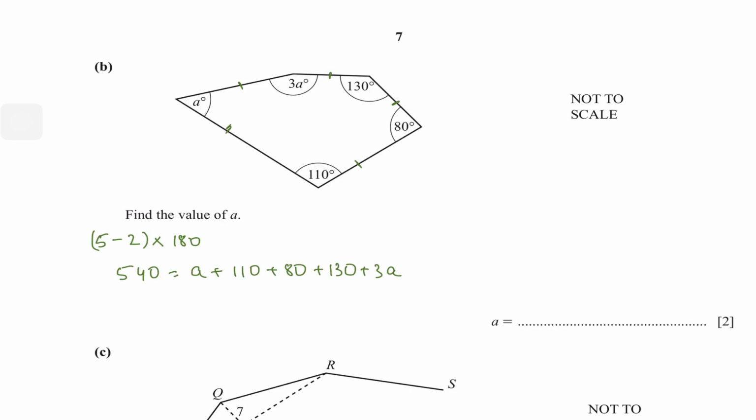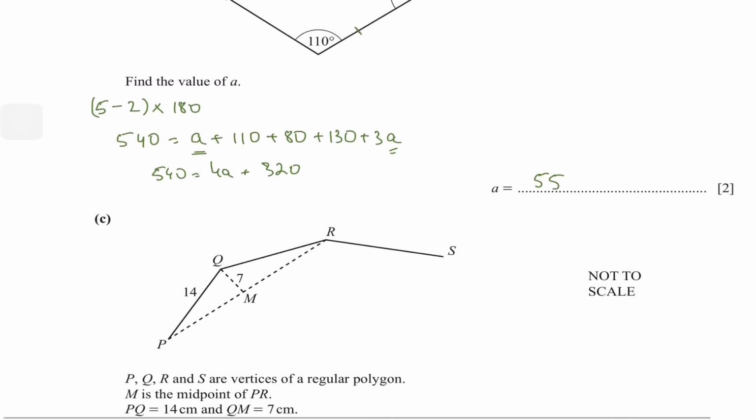So I'm going to use a calculator. Actually, first let's add A and 3A. That's going to be equal to 4A. Now let's find out what 110 plus 80 plus 130 is equal to. That's equal to 320. So 540 minus the answer, divided by 4. So A is equal to 55, and that's exactly what the question's asking us to find out.